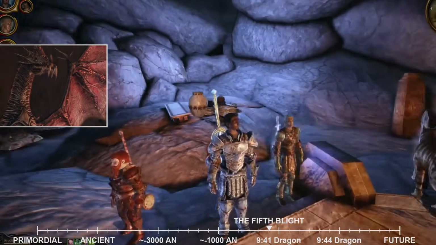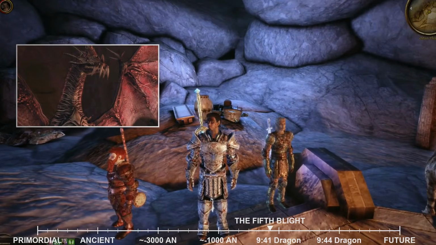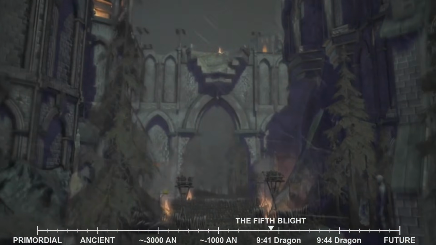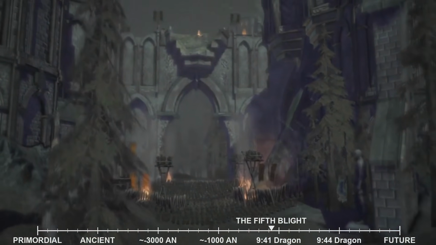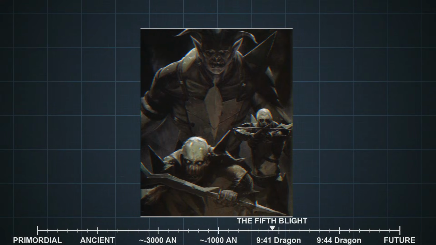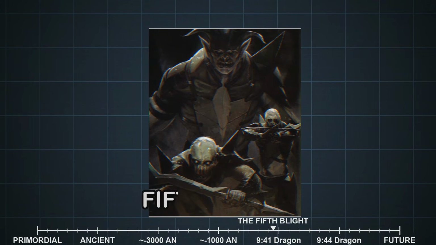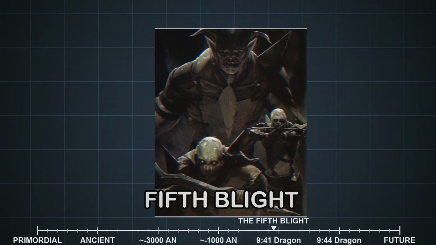The catalyst for this global crisis was the awakening of Urthemiel, the old god of beauty, who, once corrupted by the Darkspawn taint, rose as the archdemon. This monumental event signaled the official commencement of the Fifth Blight, unleashing hordes of Darkspawn upon the surface world.